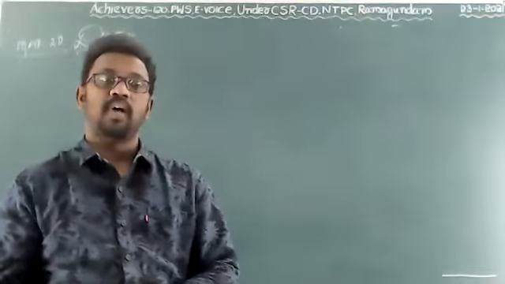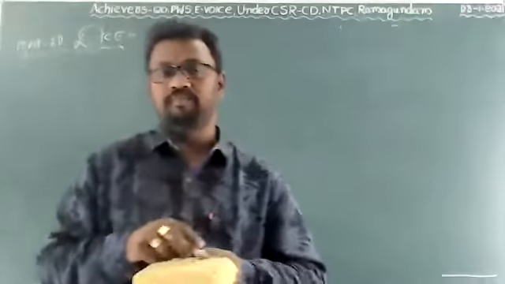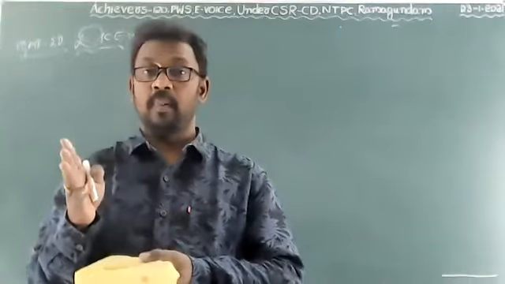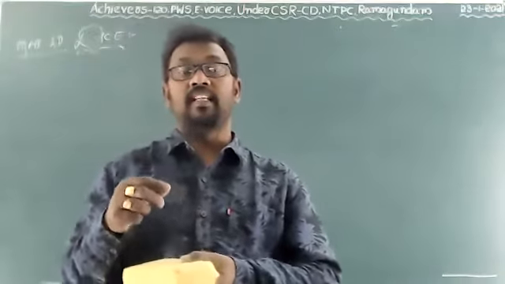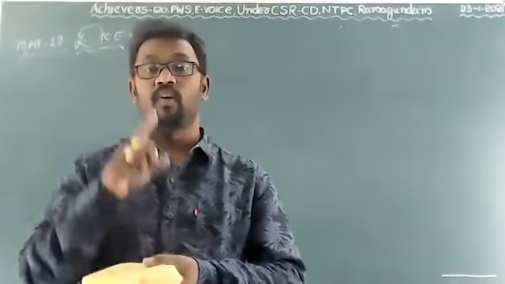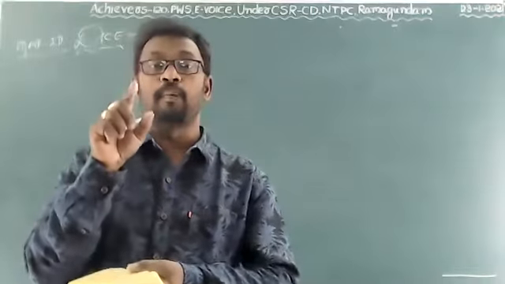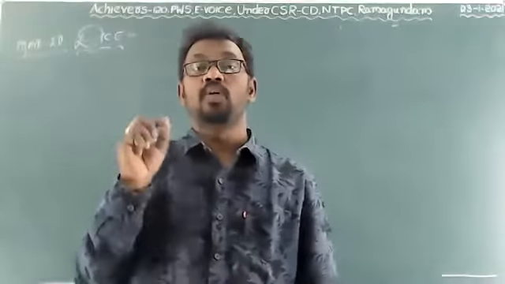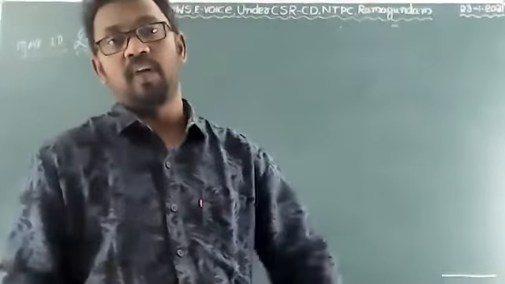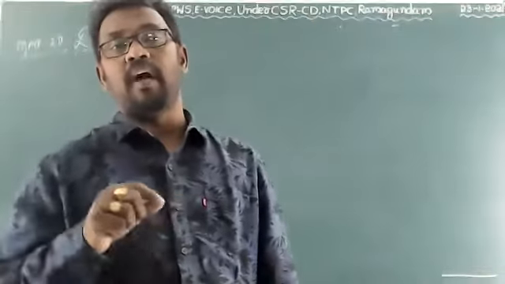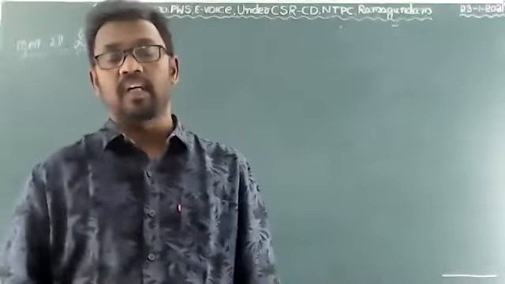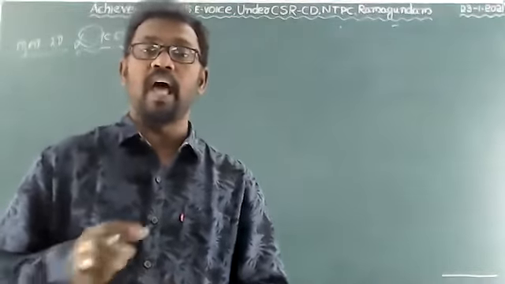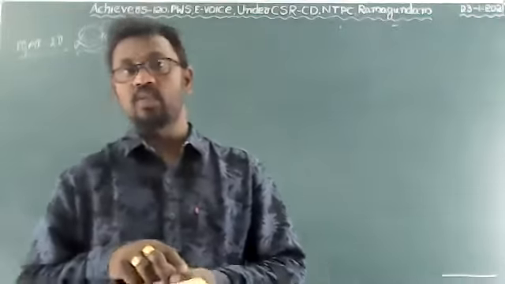If it is one die, for whatever the event, whether you take dice, coins, cards, whatever, there is only one formula: the probability of a particular event is equal to the number of favorable outcomes by the total number of outcomes. That is the only one formula for whatever the event.